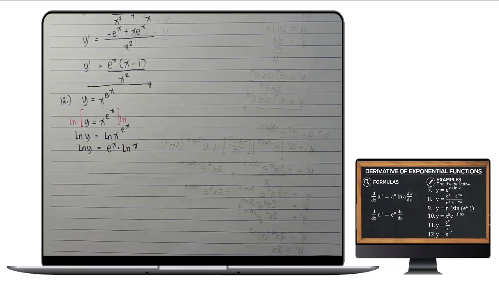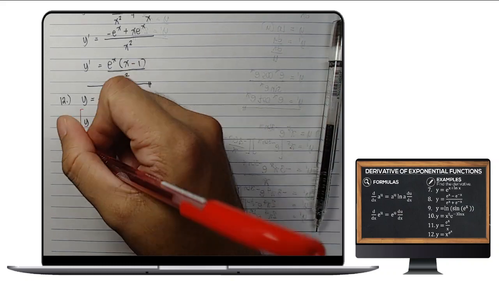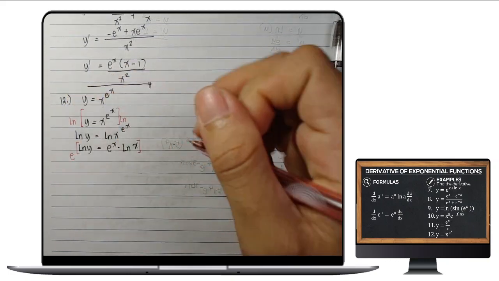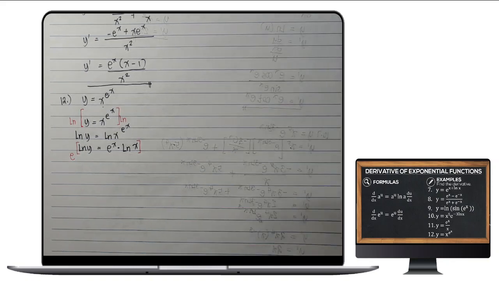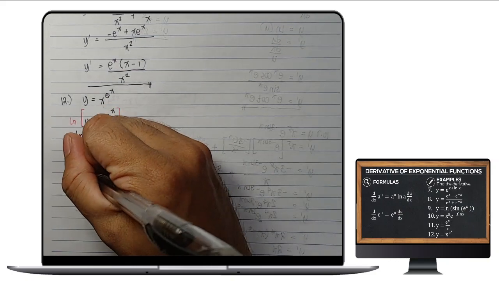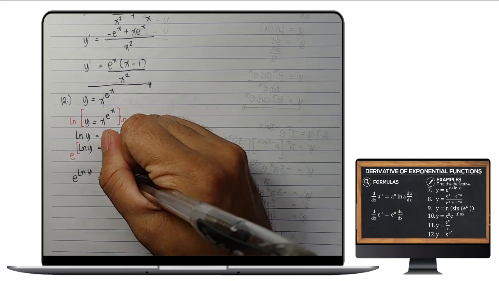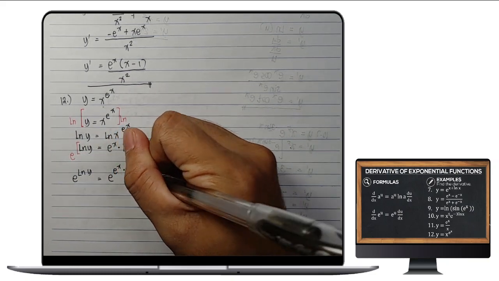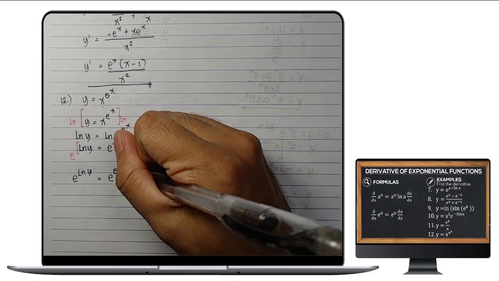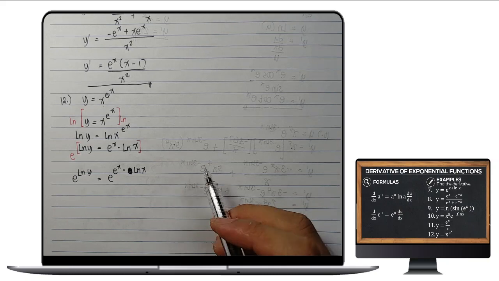Then, we do not have the derivative for this form, so we need to bring this back to the original given, which is y. Since we have ln here, what will happen when we raise this equation with e? So we raise both sides of the equation with e. So we will have e raised to ln of y is equal to e raised to e raised to x times ln of x.